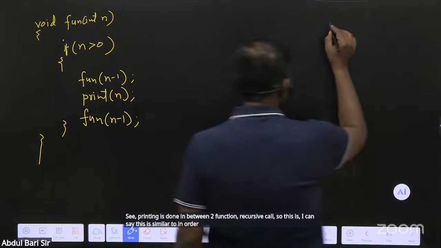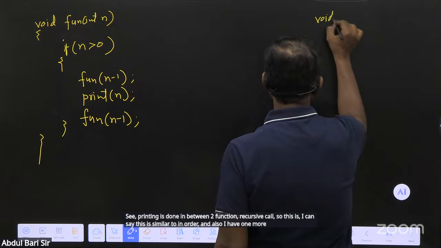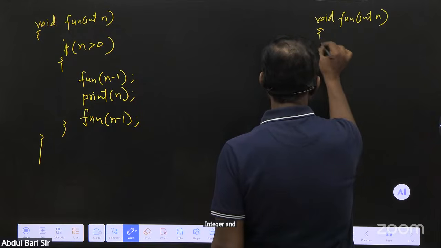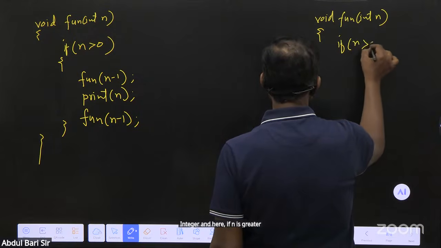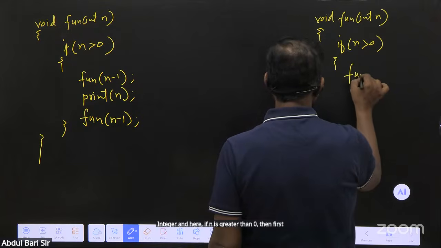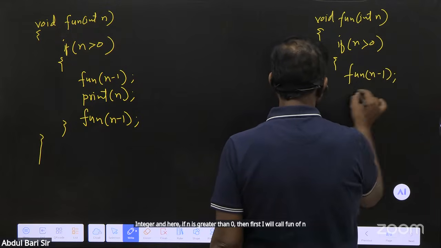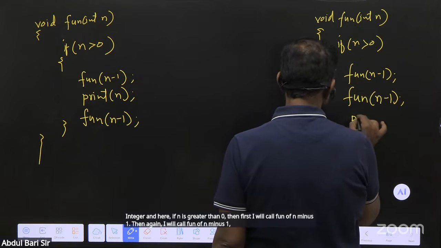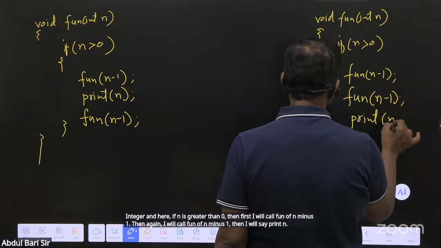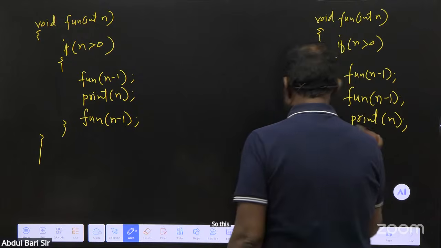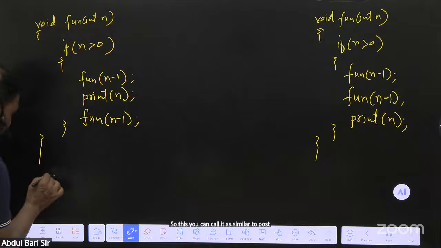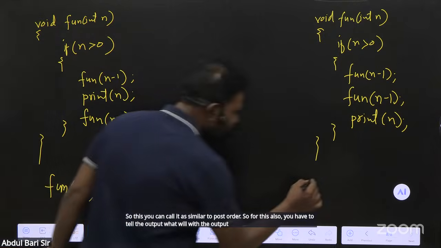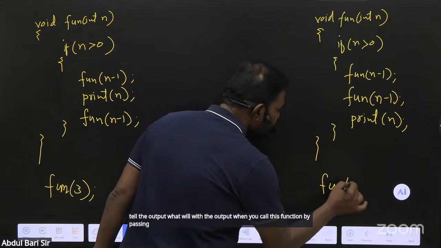And also I have one more, void fun integer n, and here if n is greater than 0, then first I will call fun of n minus 1, then again I will call fun of n minus 1, then I will say print n. So this you can call similar to post-order. So for this also you have to tell the output when you call this function by passing 3, and this also by passing 3.